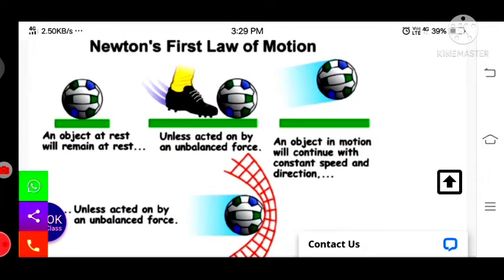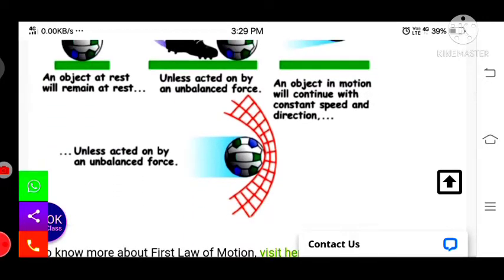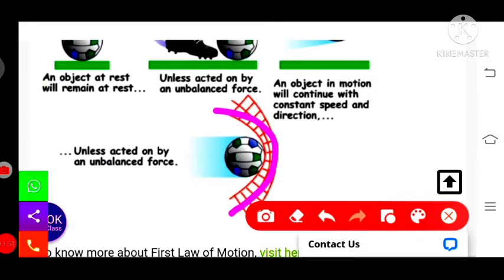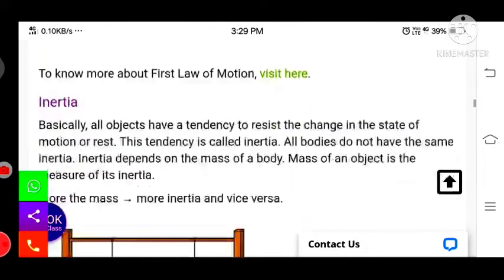In whichever direction the force is applied, this object keeps moving in that direction unless an unbalanced force acts on it. So this ball, after kicking, hits the net, and the net applies an unbalanced force to this ball, and the ball will stop.